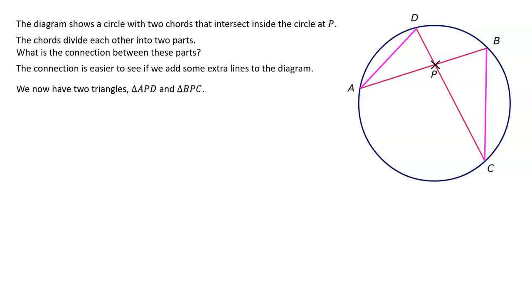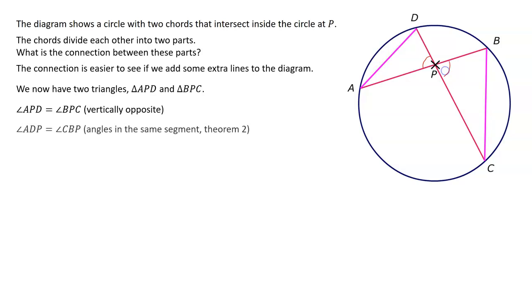So now I've got two triangles, APD, this triangle here, and BPC, this triangle here. Now I can say that angle APD and angle BPC are equal because they are vertically opposite. ADP and CBP are equal because they are angles in the same segment. DAP and BCP are also angles in the same segment, so they are equal to each other.